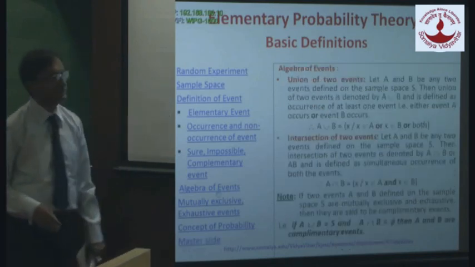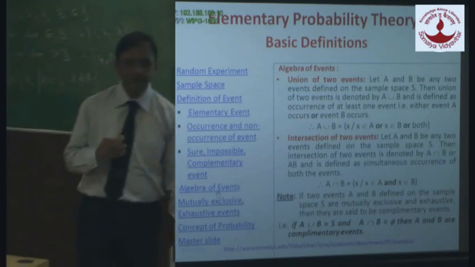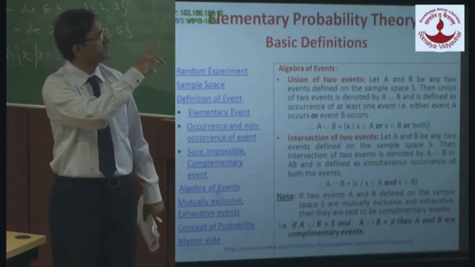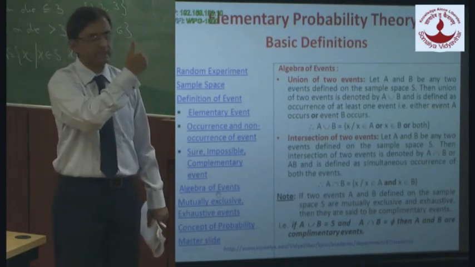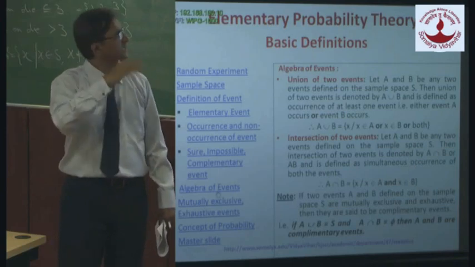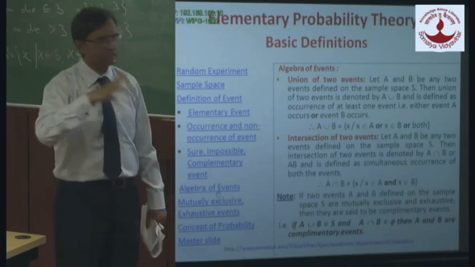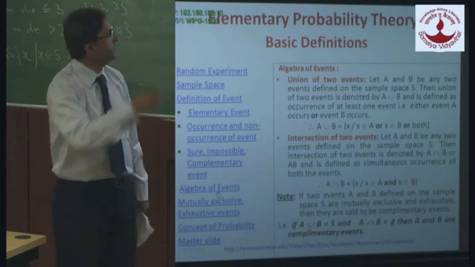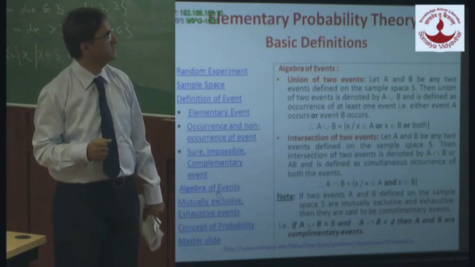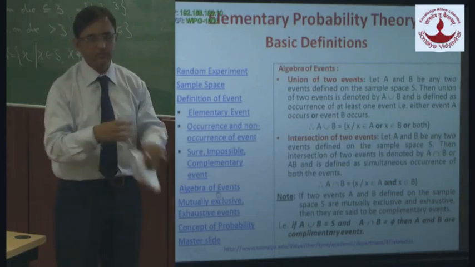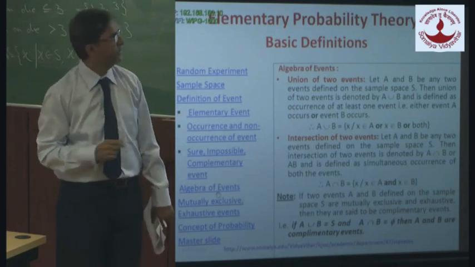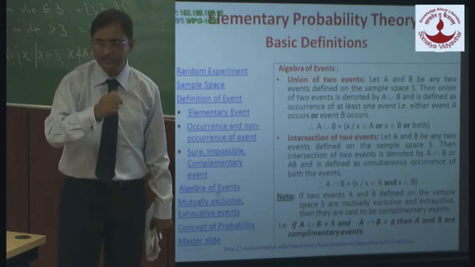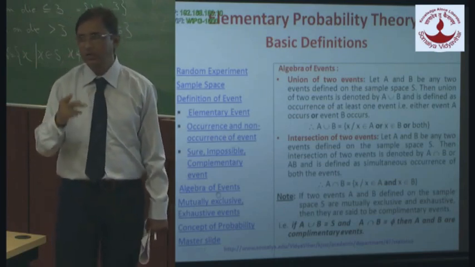Algebra of events. Instead of considering only one event at a time, now consider 2 or more events: union of 2 events, intersection of 2 events. In general, you can consider union of n events, intersection of n events. We will restrict ourselves to 2 events. Let A and B be any 2 events defined on the sample space. Then the union of 2 events is denoted by A union B and is defined to be the occurrence of at least one event: either event A occurs or event B occurs or both occur.